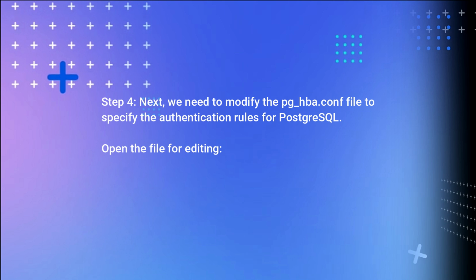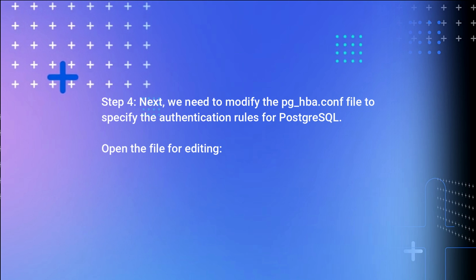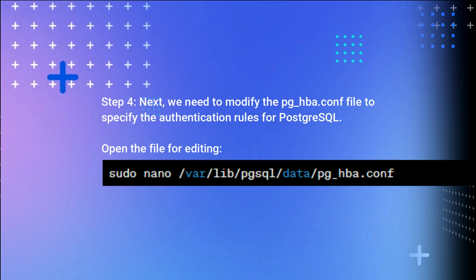Step 4. Next, we need to modify the pg_hba.conf file to specify the authentication rules for PostgreSQL. Open the file for editing.